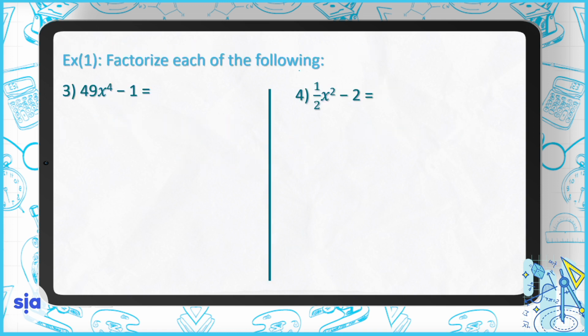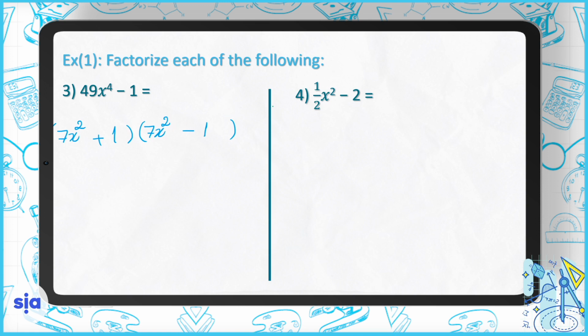Question 3, two terms, each has a square root, between them minus. Here are our two brackets. What's the square root of 49x power 4? Yes, excellent. It's 7x squared. What's the square root of 1? It's 1. Between them, one positive, one negative.